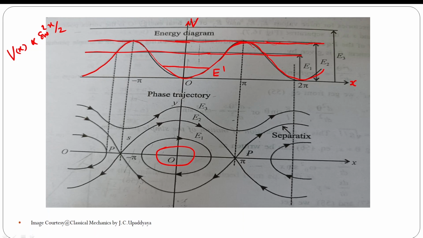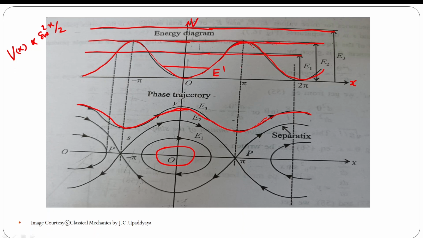Energy value is E2. For E2 you can see this trajectory, and for energy greater than E2 you can see this energy diagram for E3. This energy is E3. This is the phase space diagram for energy E3, and it indicates revolution. It is not oscillation, it indicates revolution.